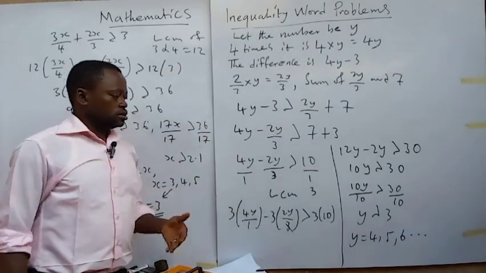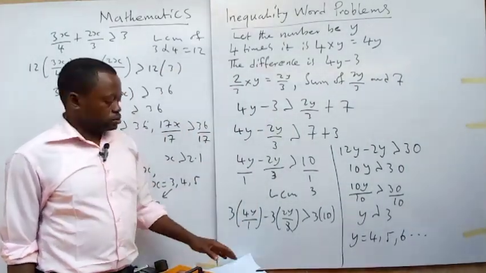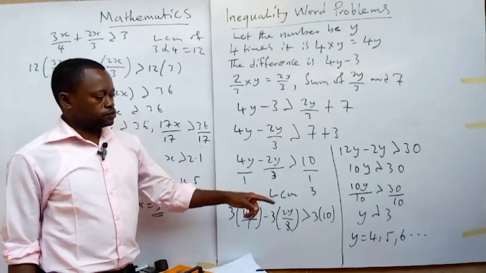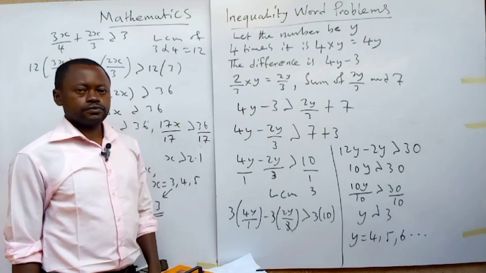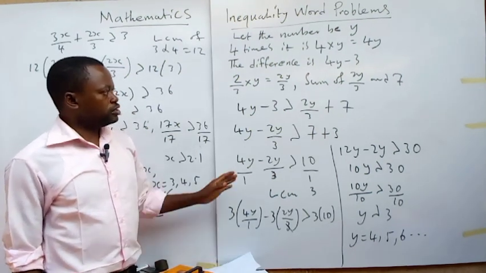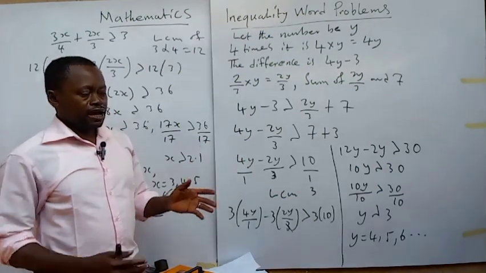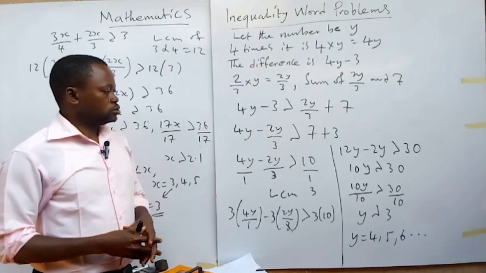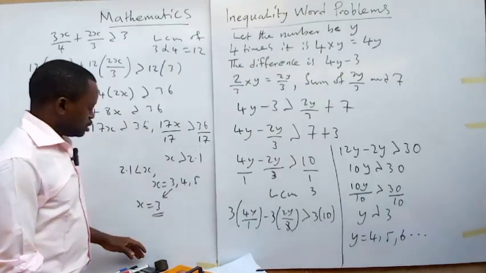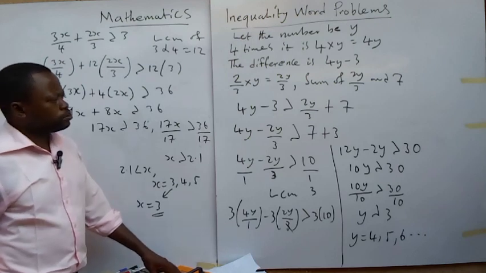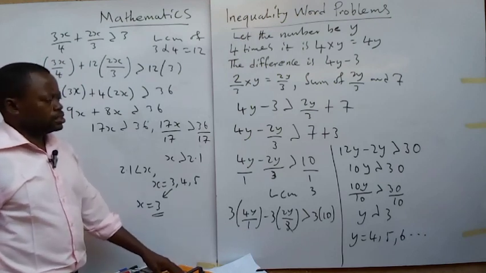Of course, if the question requires you to say what is the least possible value, you can see there that the least possible value is 4. I don't know if I have more examples, but if I get more examples, I'm still going to bring them forward to buttress what I'm trying to explain to us on word problems leading to linear inequality.